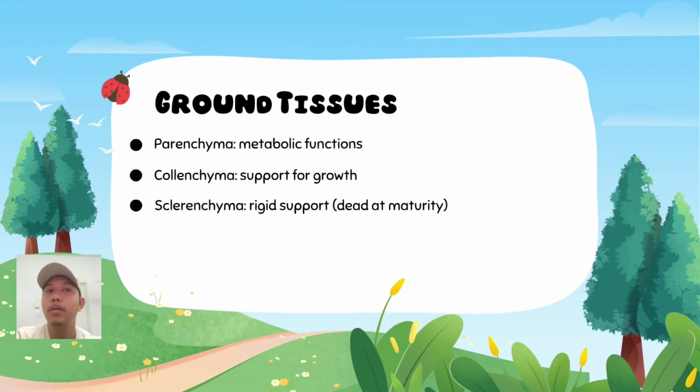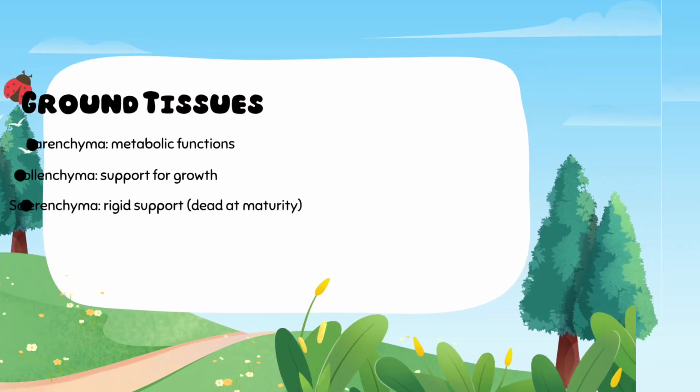Ground tissue. Among the simple tissues, we have parenchyma, basic plant cells that carry out most of the plant's metabolic functions like photosynthesis and storage. Collenchyma provides flexible support, especially in growing stems and leaves. Sclerenchyma cells with thick walls are usually dead at maturity, but they give strong structural support, like a nutshell or seed coat.